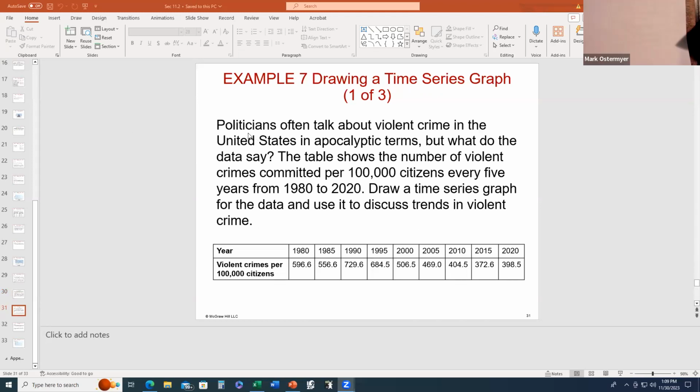Here's an example where they build a time series plot for crime data. Now this data set here represents the number of violent crimes committed per 100,000 citizens every 5 years from 1980 to 2020. Draw a time series graph for the data and use it to discuss trends in violent crime.